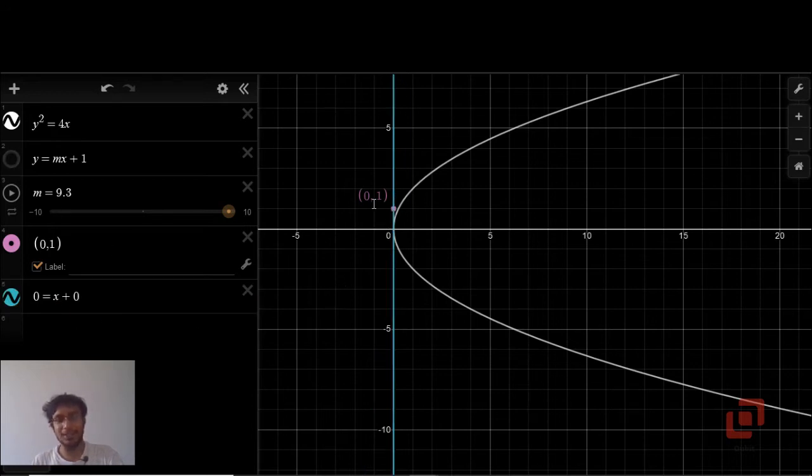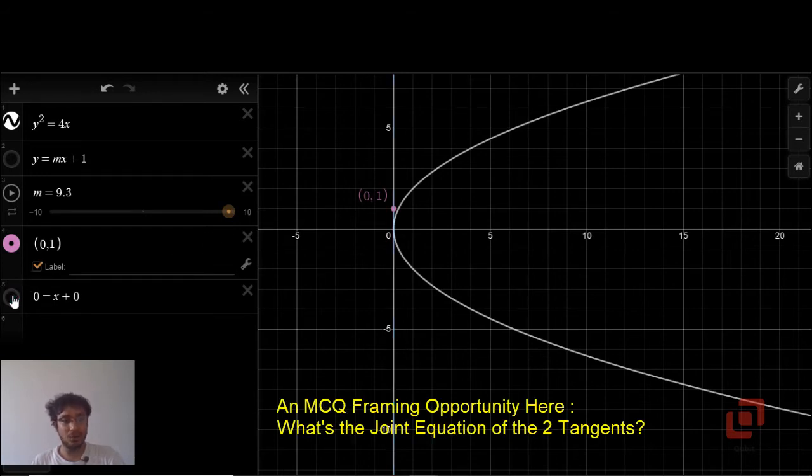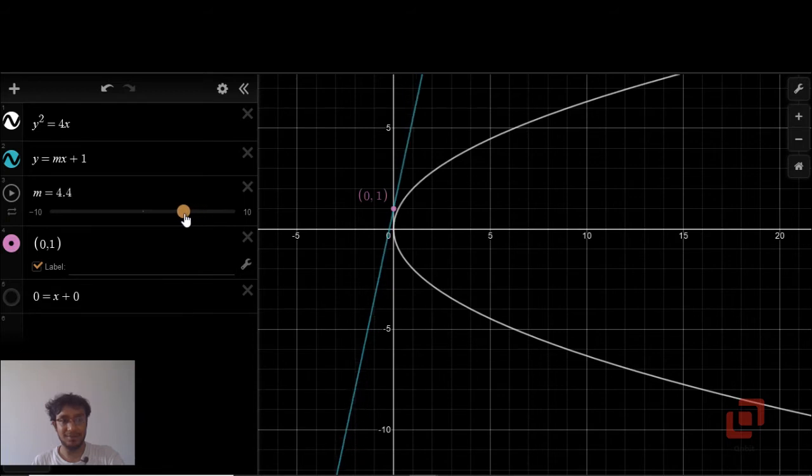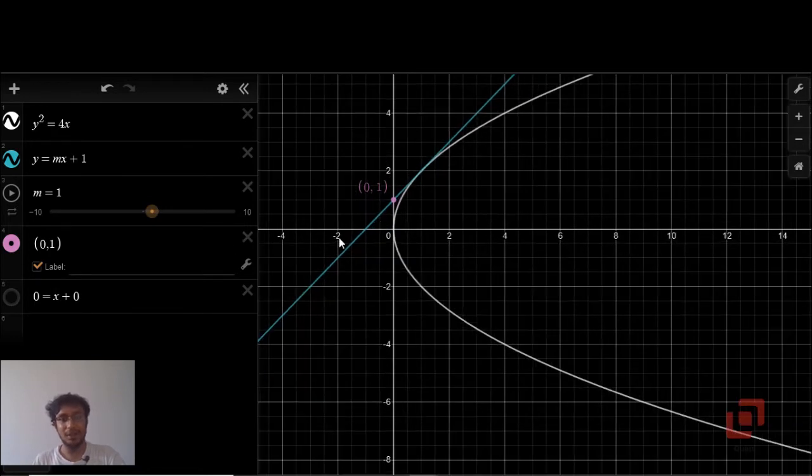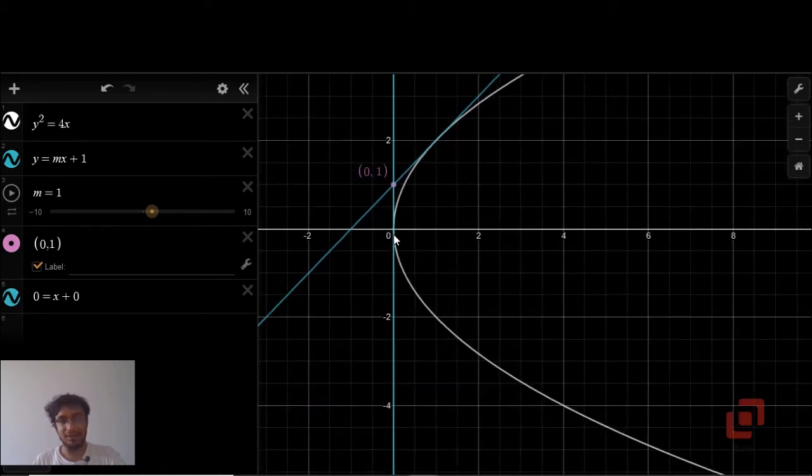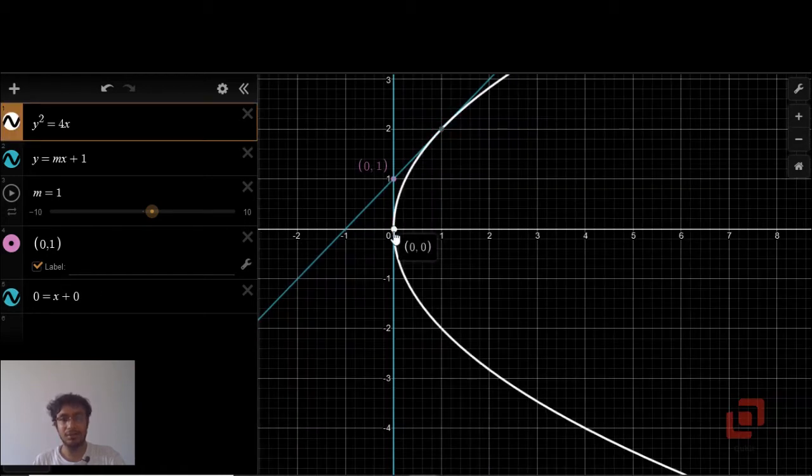So there are actually two tangents passing through the point 0, 1 to the parabola. One is what the question is asking us to compute, that is when m equal to 1. But there is one more possibility. Okay, so this is when m equal to 1. What is the other possibility? The other possibility is the y-axis itself. Okay, so this is the tangent to the curve at its vertex, in this case origin. Okay, so this is regarding the first problem. Let's go to the next one now.